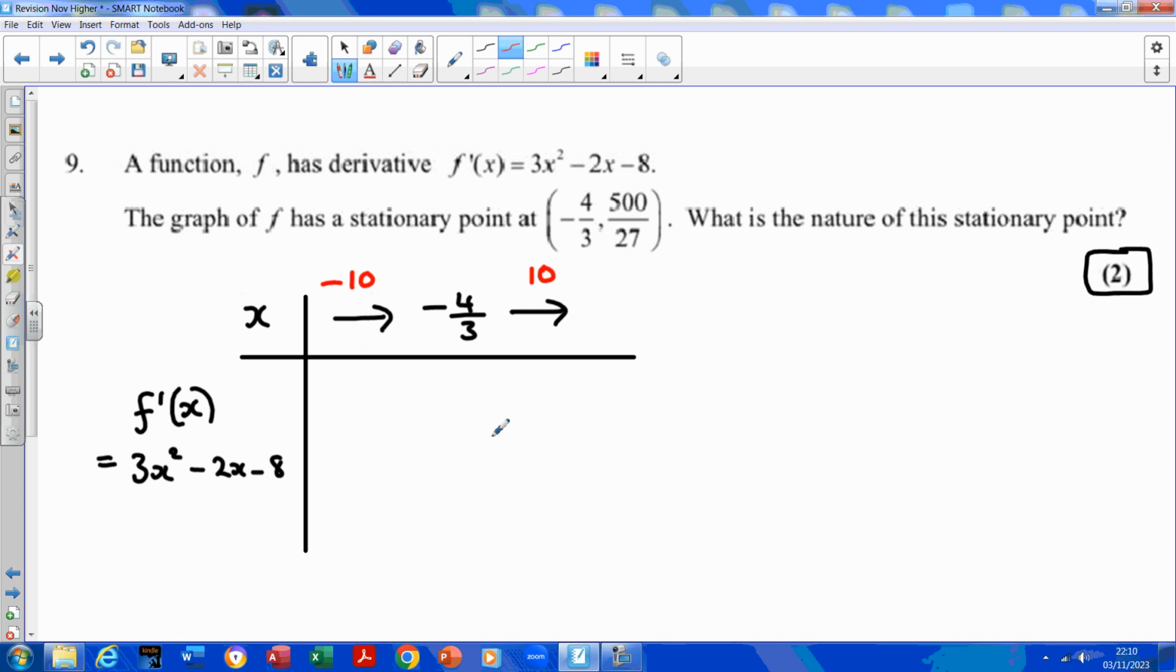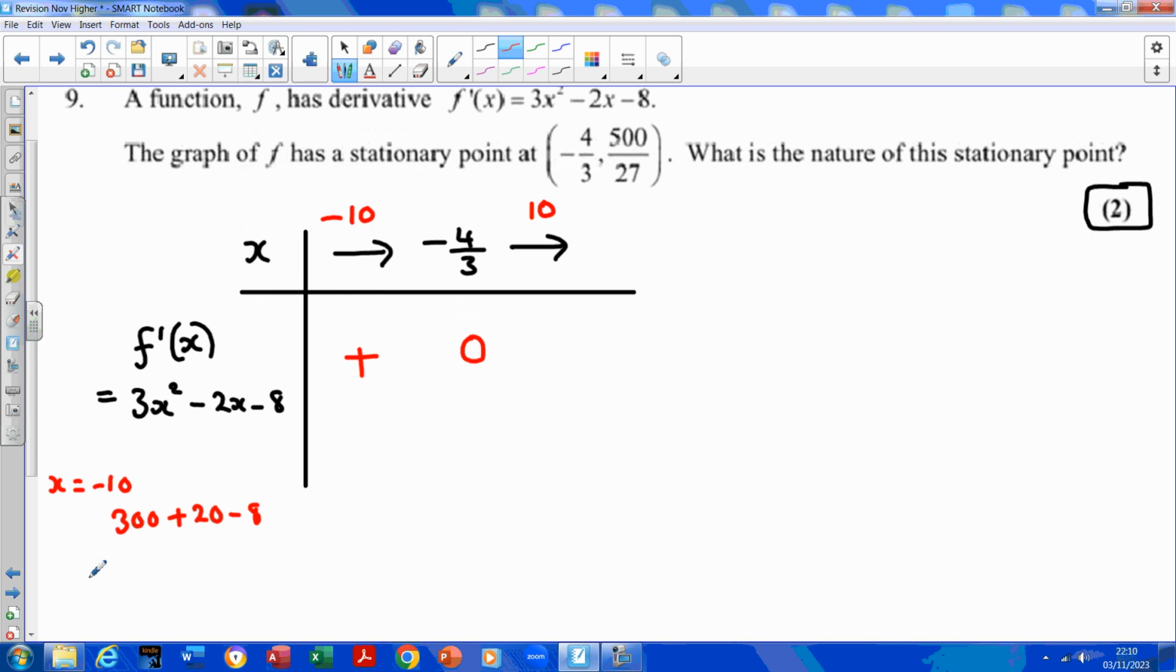Right, so we know that that's a stationary point, so we know it's equal to 0 in there. So negative 10, if I'm substituting negative 10 into there, I'll just write this down here just now. So when I put negative 10 into there, negative 10 all squared is 100. So that gives me 3 times 100 is 300. And then I want to take away 2 lots of negative 10. So negative 2 times negative 10 gives us plus 20. And then I'm taking away 8. That's definitely positive.